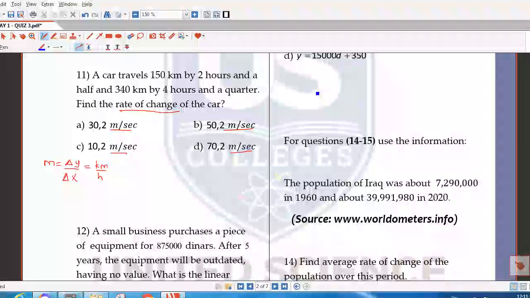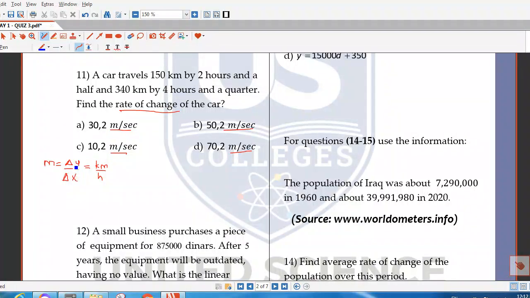The first day, quiz 3, question 11. A car travels 150 km in 2 hours and a half and 340 km in 4 hours and a quarter. Find the rate of change of the car. Rate of change is slope.